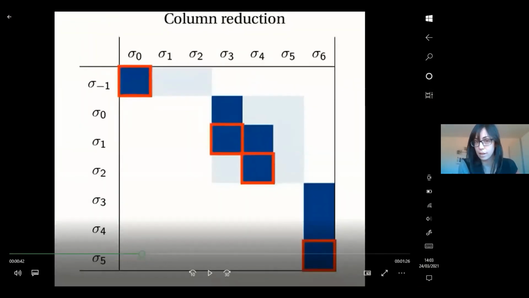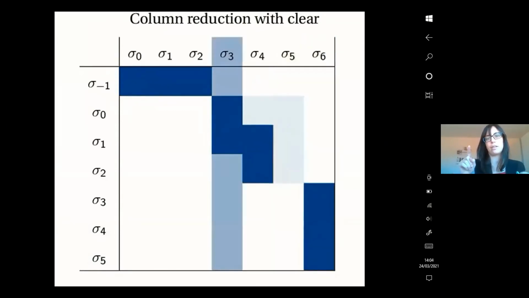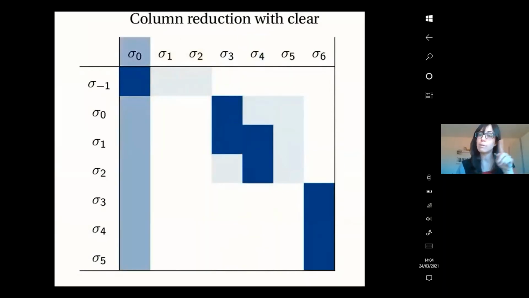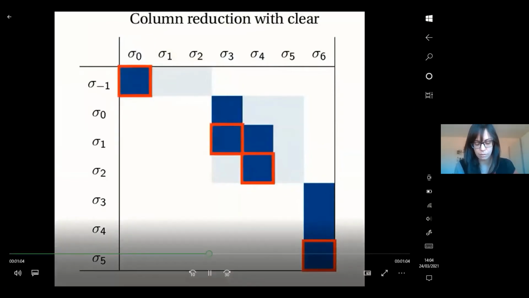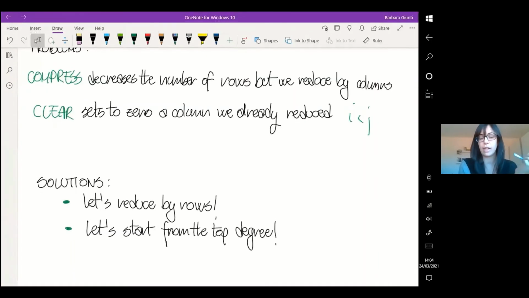So let's start and take a look at what happens there. When I apply the clear optimization to the column reduction, what happens is that I start with the last, and when I find a pivot pairing, then I know that sigma 5 cannot contain any pivot, and I can put it to 0. And I keep doing it. So here I have the pair sigma 2 and sigma 4. Then sigma 2 cannot contain any pivot, and I set it to 0. And at the end, with far fewer operations, what I find is the same pairing as before. So we can do this.